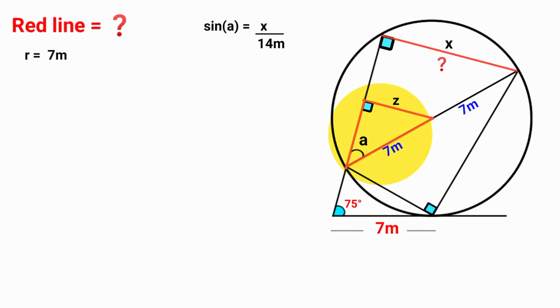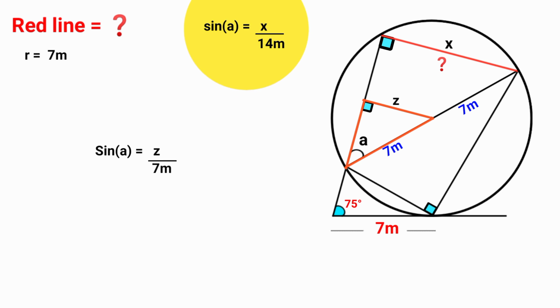Now look at this triangle. It is also a right angle triangle, so we can use SOHCAHTOA. From this angle, this is the opposite, and this is the hypotenuse. We know sin theta equals opposite over hypotenuse. Theta is A, opposite is z, and hypotenuse is 7 meters. So sin A equals z over 7 meters.